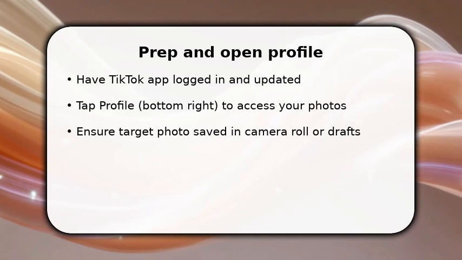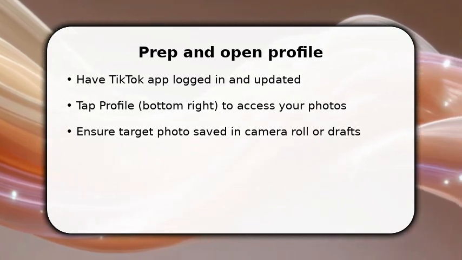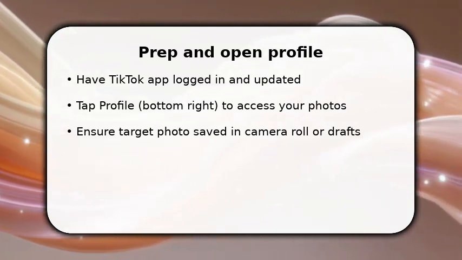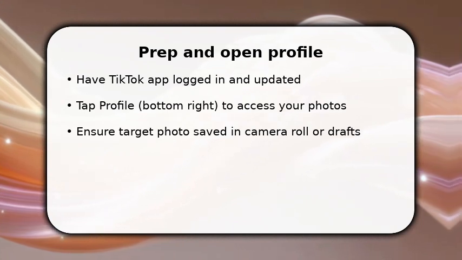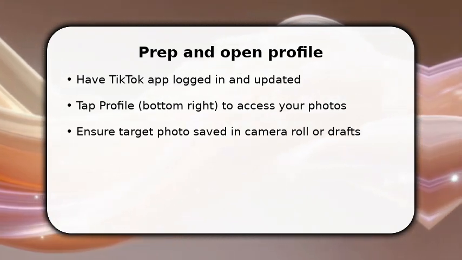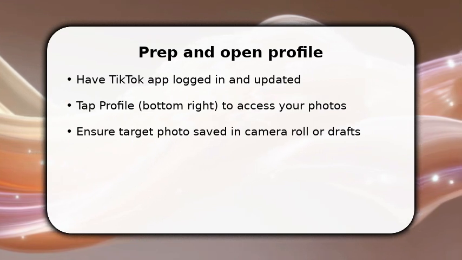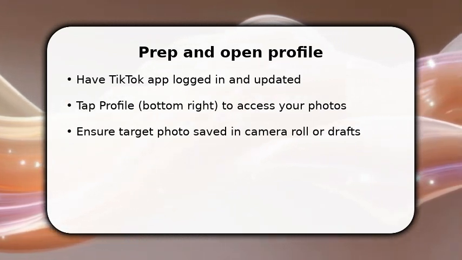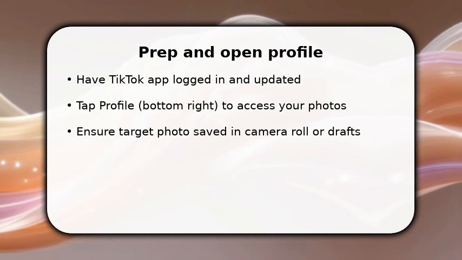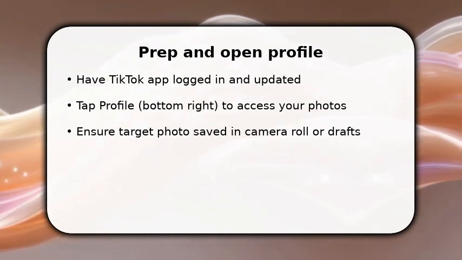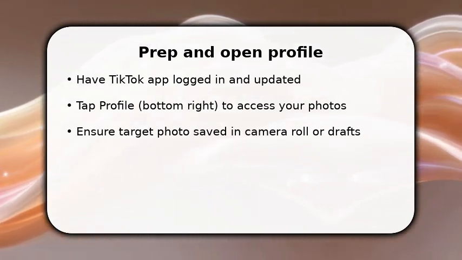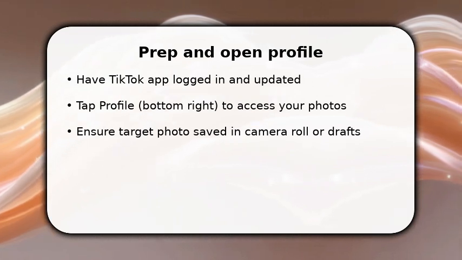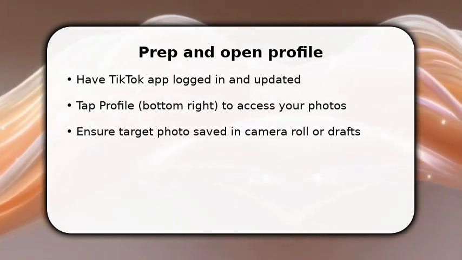You start by opening TikTok while logged into the account you'll edit. This ensures changes sync. Once there, tap Profile at the bottom right to view current photos and settings. Make sure the photo you want is already in your camera roll or saved to drafts. This avoids delays when replacing media. If the image needs cropping or aspect adjustments, do that first so you won't interrupt the flow later when uploading.